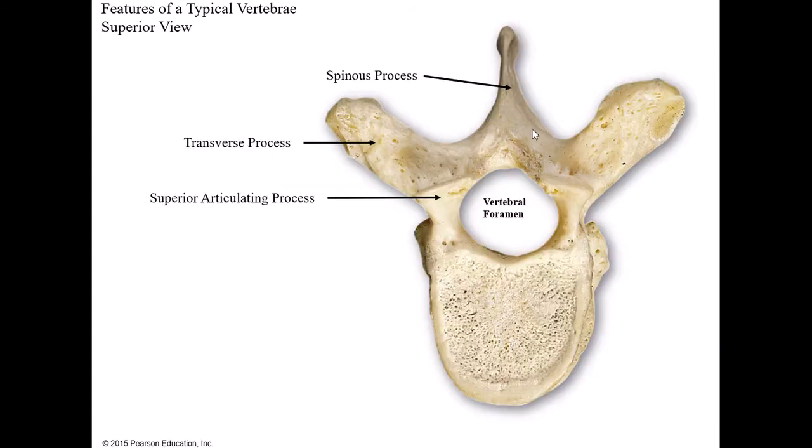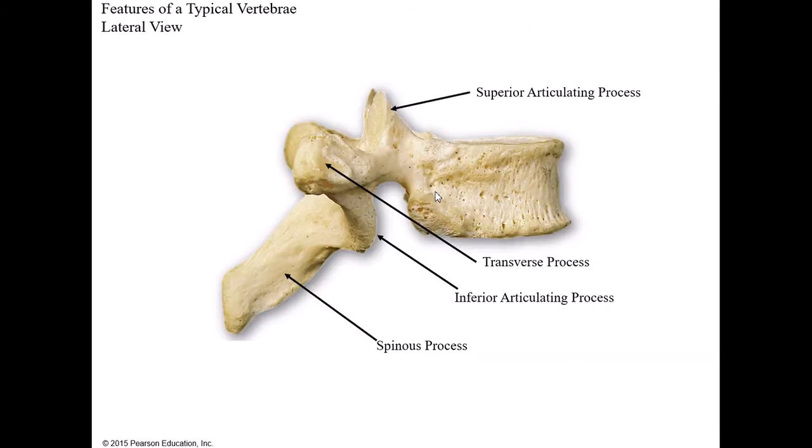Actually, let's do this first. This is a little bit hard to see, but projecting upwards towards us here and here, this is the superior articulating process. Right? That's the superior articulating process. We're going to see that a little bit better from the side. See this projection going up like this? This is the superior articulating process.